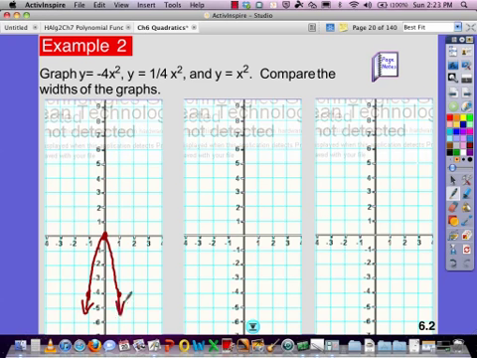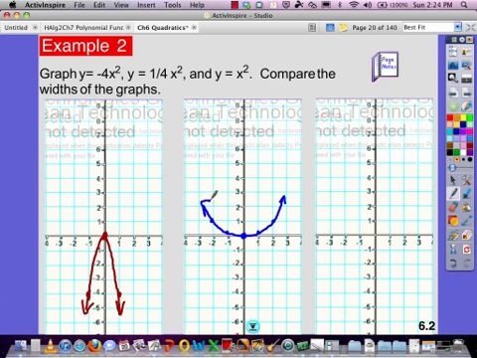1/4 x squared starts out at 0, 0. We put a 1 in, we get 1/4. So it's not going to be able to go up very high. We put a -1 in, we also get 1/4. If we put a 2 in, 2 squared is 4. 4 times 1/4 is 1. And we put a -2 in, same thing. Okay, so this time we have a much wider bowl-looking parabola.